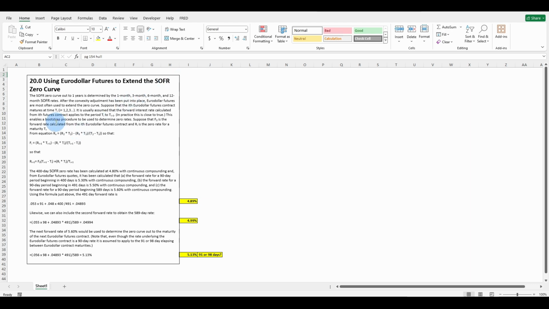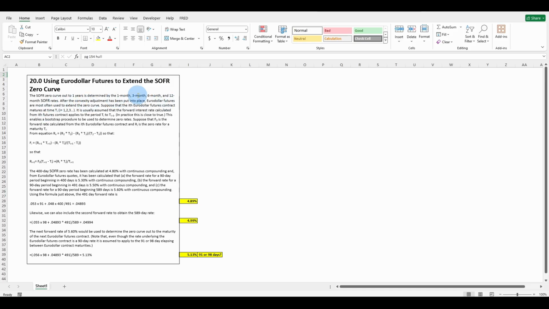You're saying, what are you talking about, Williams? Well, I'll tell you what I'm talking about. The SOFR zero curve out to 1 year is determined by the 1, 3, 6, and 12-month SOFR rates. Well, we were using zeros, but the SOFR rates have their own dynamics. After the convexity adjustment has been put into place, Eurodollar futures are most often used to extend the zero curve.